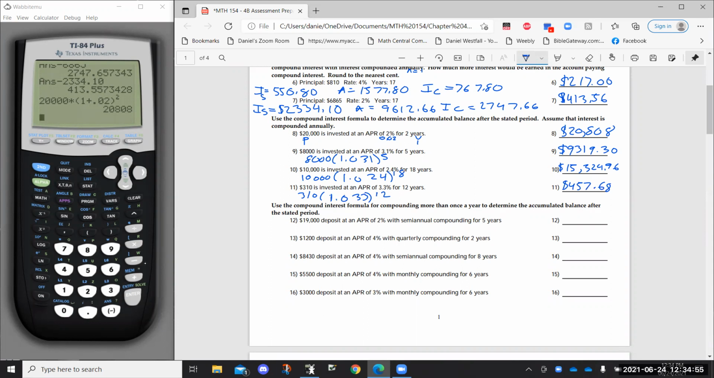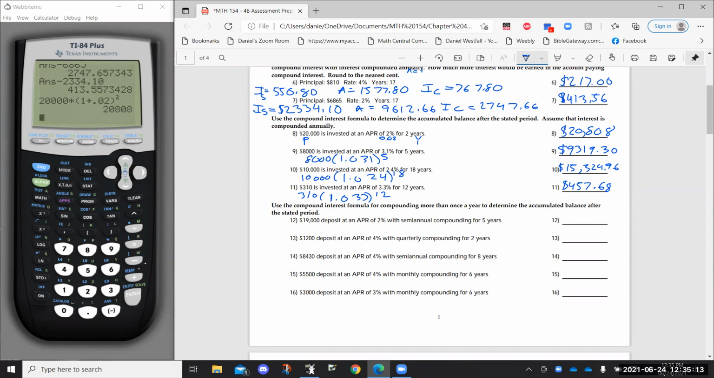Okay, so again, 1 plus your interest rate is just going to be tack the interest rate on to the end as a decimal behind the 1. If you're not having any changes in it being calculated multiple times a year, that's how it's going to work.